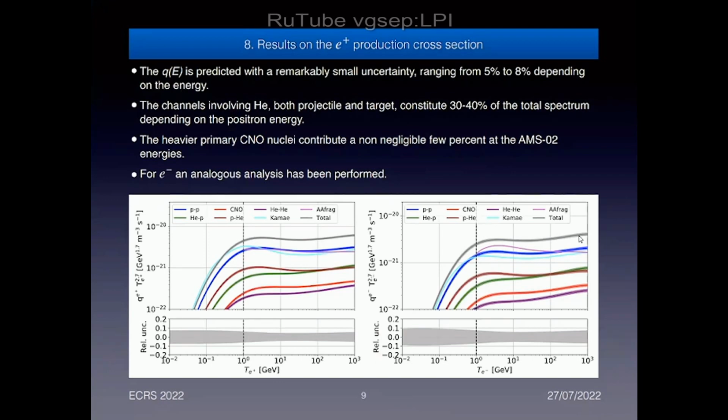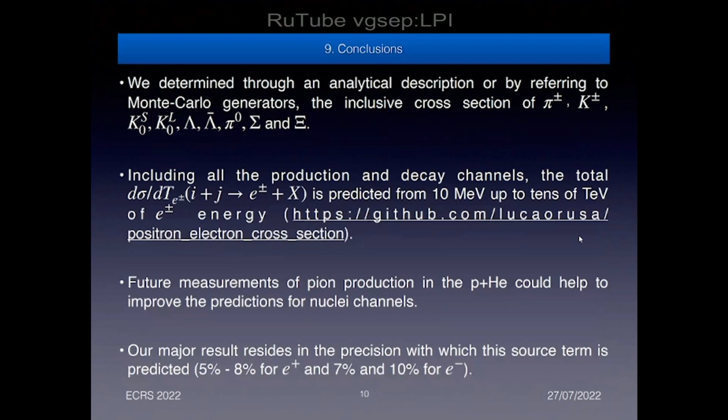And then we repeated the same analysis also for electrons, finding really similar results. So to sum up, we determined, through analytical description or by referring to Monte Carlo generators, the inclusive cross-section for the contribution to the positron or electron cross-section coming from all these particles. All our results are available, and you can use them, and you can find them at this link, where we have all the tables for different electron and positron energies and incident nuclei energies. And for sure, our results could be improved if in the near future proton over helium interactions will also be measured, since, as I showed you, the helium channel has quite great importance in the computation of the source term. And then I just want to remark again that our major result resides in the really small uncertainties that we found from the global analysis.